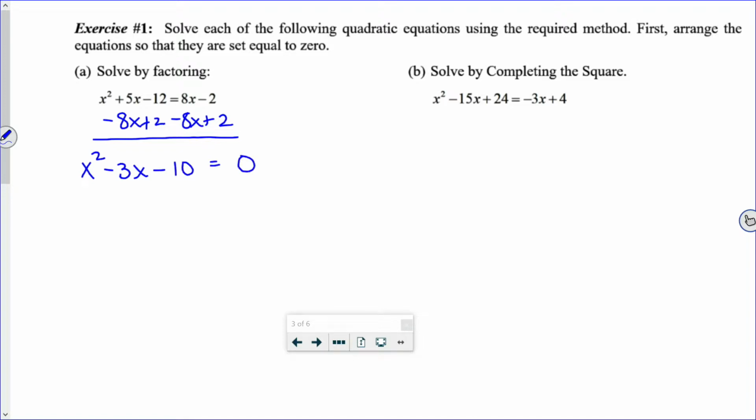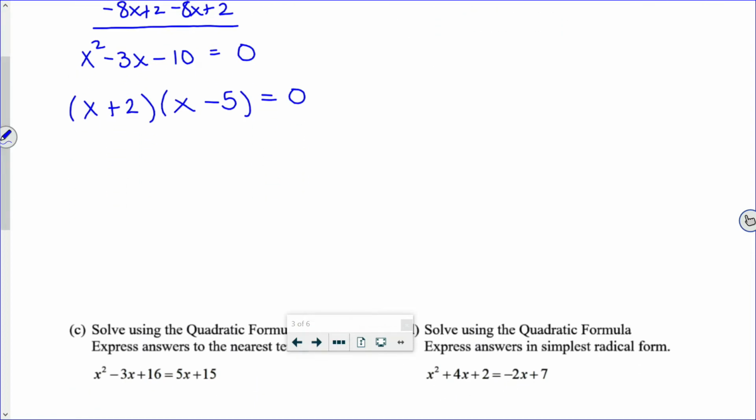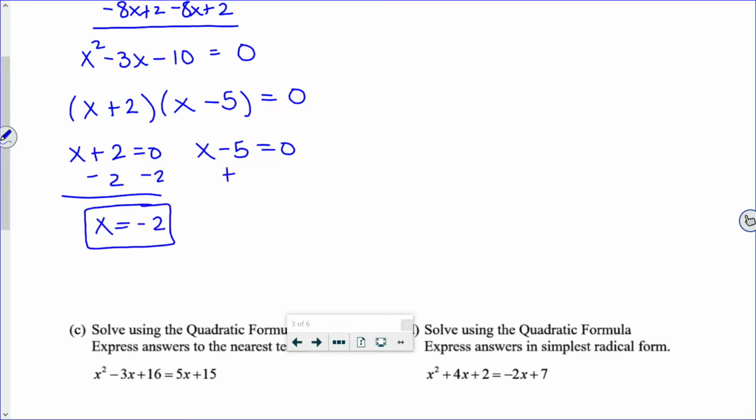Once I've got it equal to 0, I can now factor this trinomial. I'm looking for two numbers whose product is negative 10 and whose sum is negative 3. Those are going to be x plus 2 and x minus 5. Once I've got those two factors, I can set each one of my factors equal to 0. And it's now a pretty easy job to finish this out, giving me x equals negative 2 and x equals positive 5.